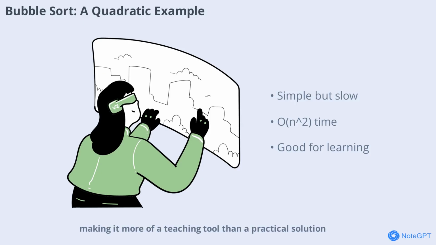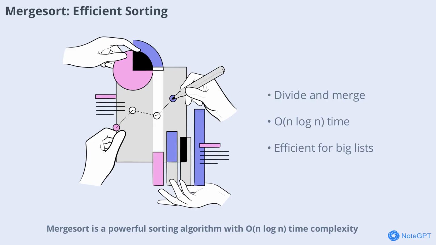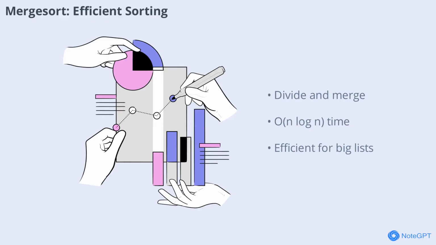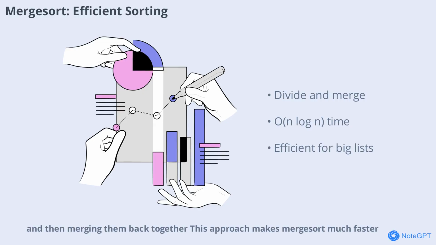Mergesort is a powerful sorting algorithm with O(n log n) time complexity. It works by dividing the list into halves, sorting each half, and then merging them back together. This approach makes mergesort much faster than quadratic algorithms for large datasets, and it's widely used in practice.